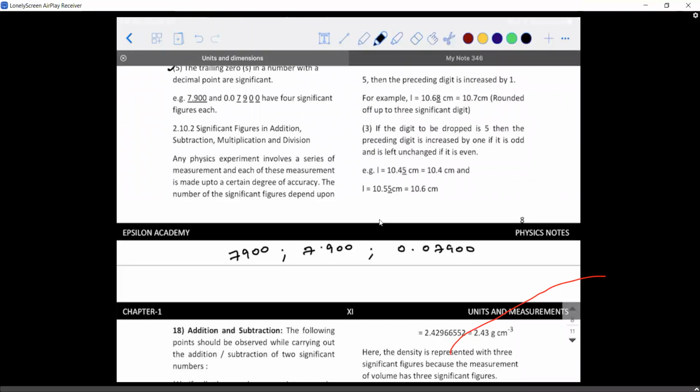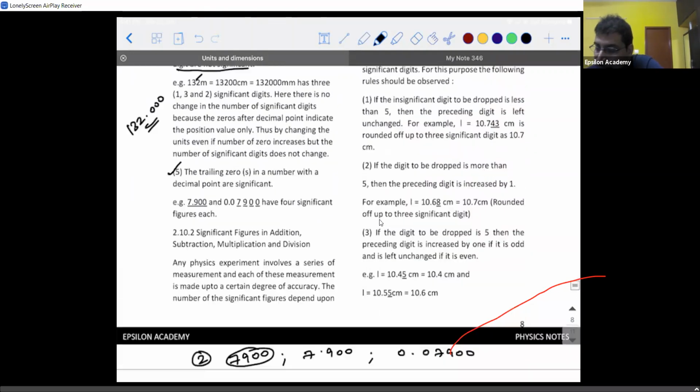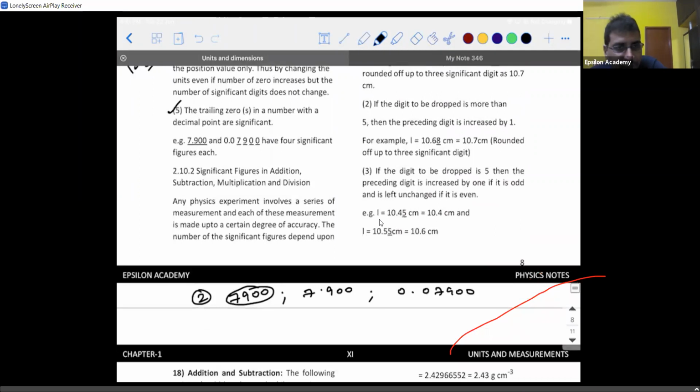4, sir. First case, it is 2. I was expecting this. Is it not the 4th point, guys? The first number, 7900, didn't have a decimal value. So any zero after the non-zero digit is going to be non-significant. So for 7900, you have only 2. What are the 2? It is 7 and 9.